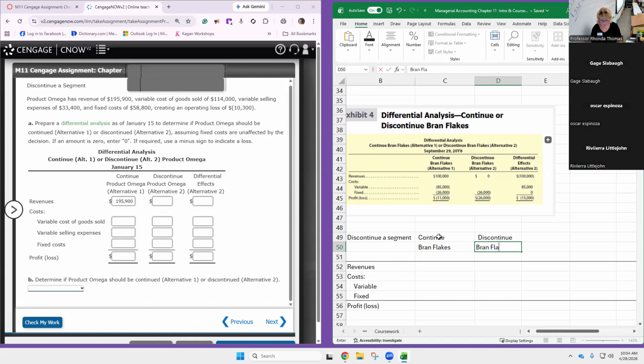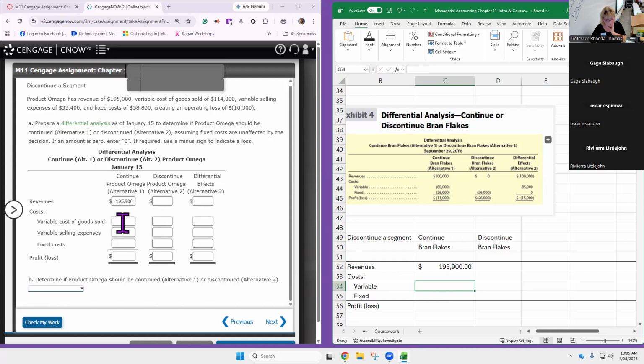Okay. So let's go ahead and put in what they're saying. They're saying it has revenue and variable costs. So the revenue of continuing the bran flakes is 195,000. And then we're going to break down the costs. We have cost of goods sold, variable selling, and fixed costs to create an operating income or loss.